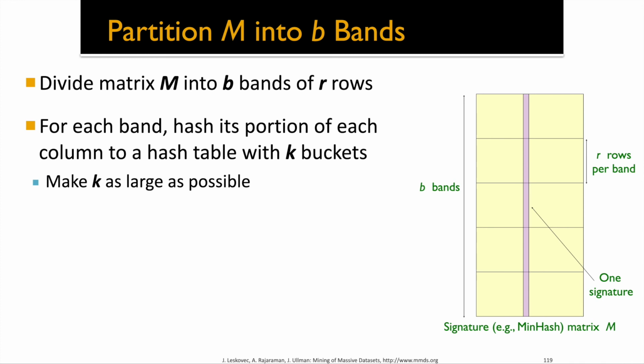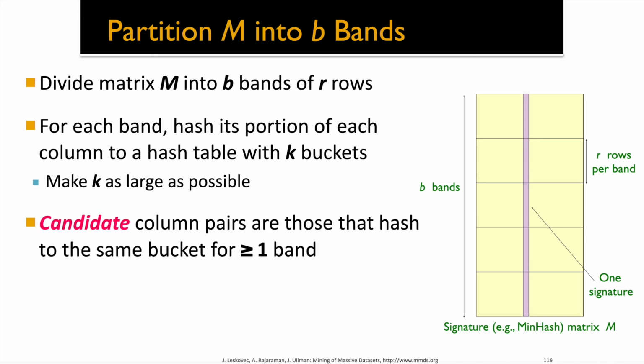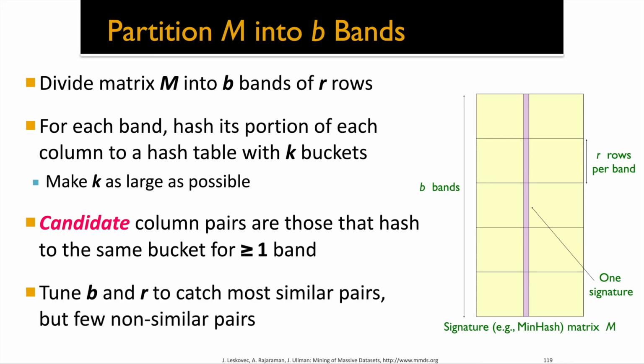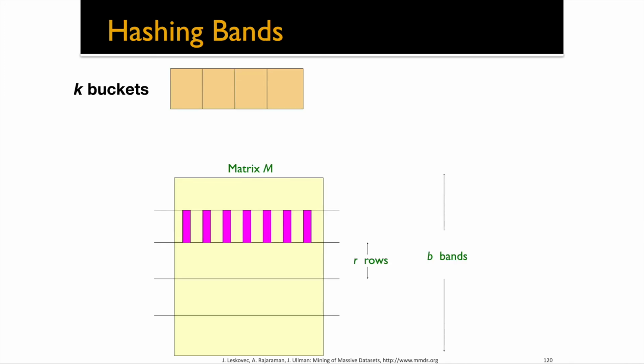Then for each band in this signature matrix, we hash that portion of the rows to some hash table with many buckets. And at any point in time where the bands of two documents end up in the same bucket, that gives us a candidate pair that we want to evaluate. And we want to tune the values of B and R such that we catch a lot of pairs that are similar, but very few false positives, very few pairs that are not similar. So we can evaluate or show this graphically.